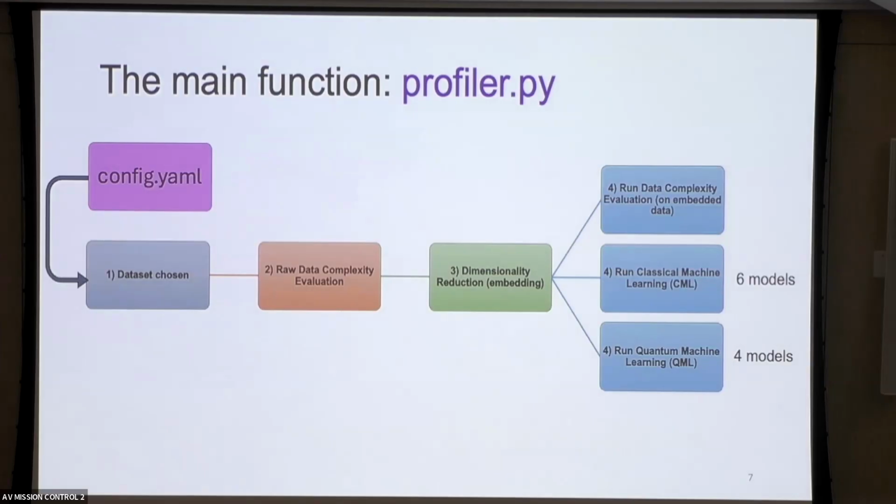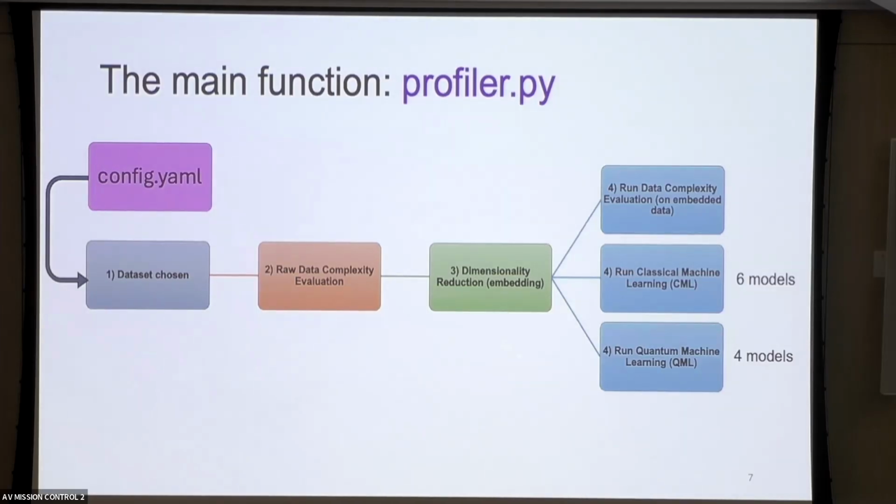The way the whole pipeline works is you have a main function, we call it the profiler, and the entire thing is run by a single config file. One of the things we want to do is make this as turnkey as possible, so you hardly have to dig into the source code at all. You select all your parameters: your input data sets, the models you want to run, how many iterations of the optimizations you want to run, and so on. After that, your data set is chosen, and you immediately run the data complexity evaluation.